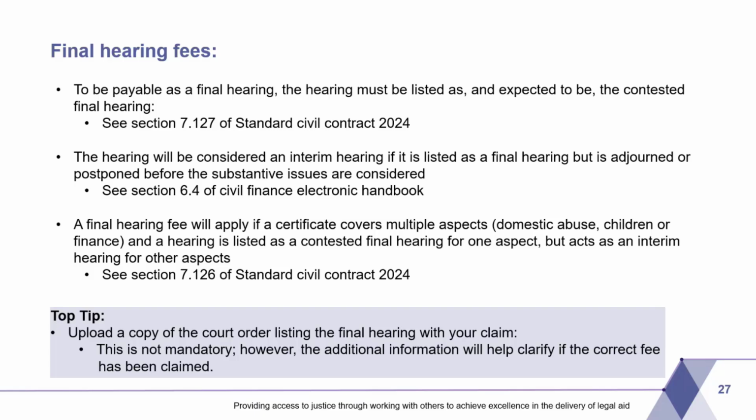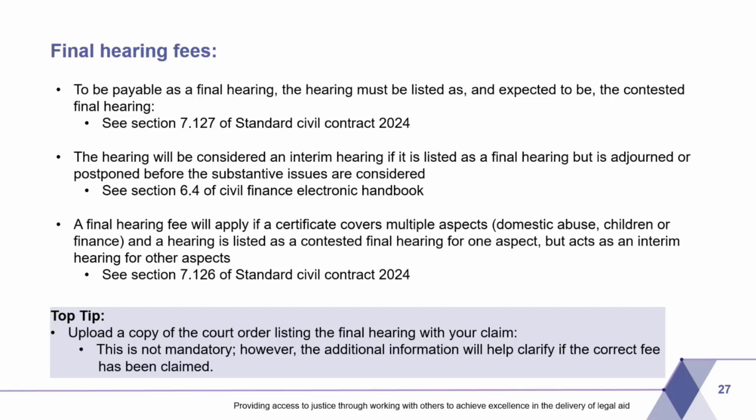Firstly, to be payable as a final hearing, the hearing must be listed as, and expected to be, the contested final hearing. Where a hearing is listed as a final hearing but is adjourned or postponed before the substantive issues are considered, we consider that to be an interim hearing. Just to clarify that, it's probably best to give an example.